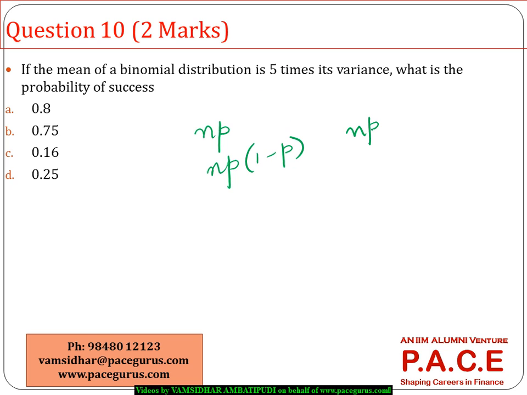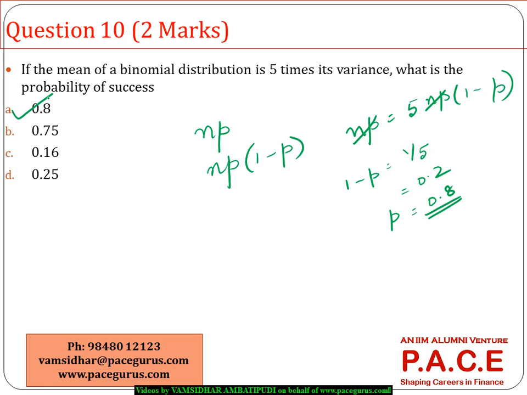So NP is equal to 5 times NP into 1 minus P. So simplifying it, we get 1 minus P equal to 1 by 5, which is 0.2. From there we are getting P equal to 0.8. So the probability of success comes out to 0.8, where we are marking the option choice A. Alright. Let's move on to our next question.